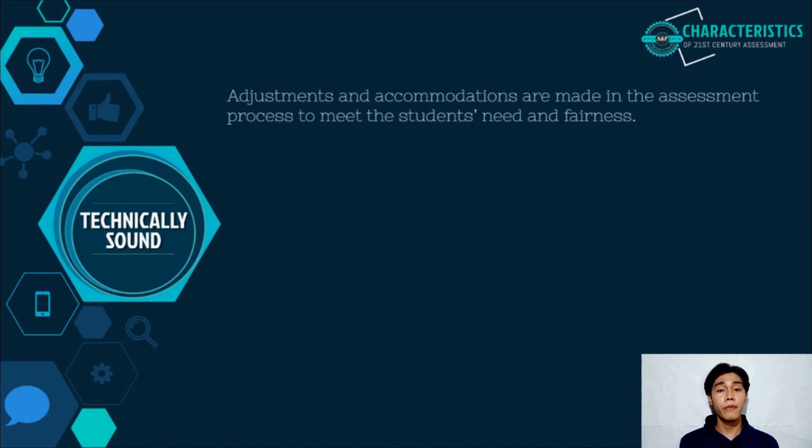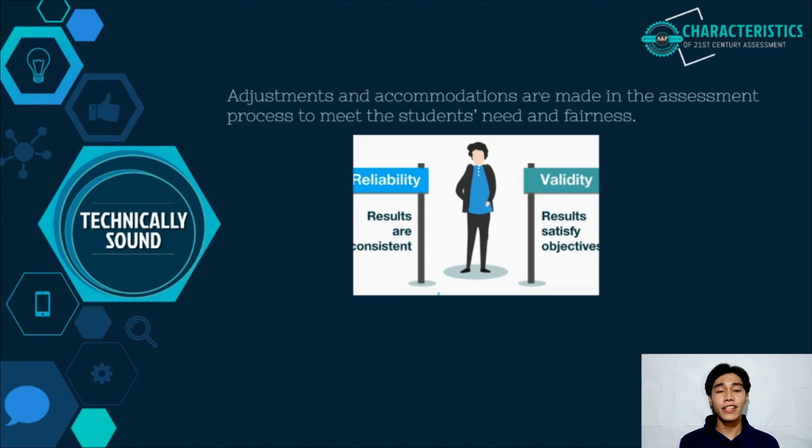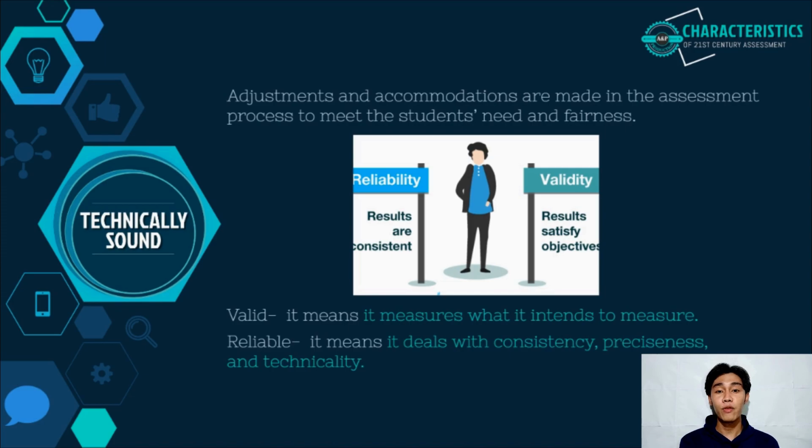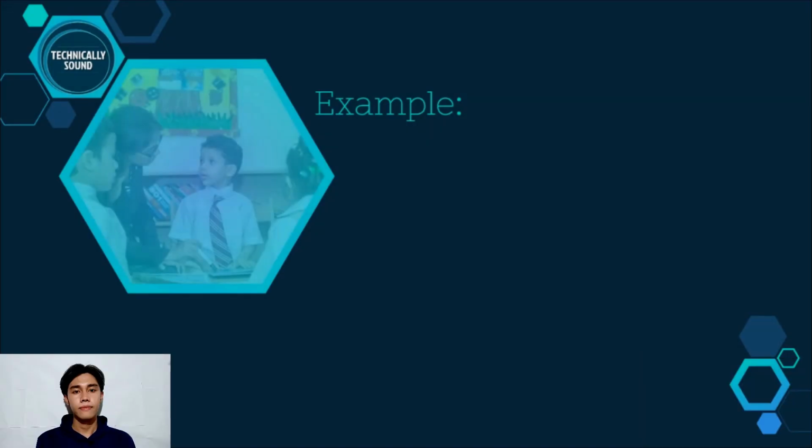Adjustments and accommodations are made in the assessment process to meet the students' need and fairness. This characteristic highlights that assessment must be valid and reliable. When we talk about being valid, it means it measures what it intends to measure. And when we speak of being reliable, it means it deals with consistency, preciseness, and technicality.